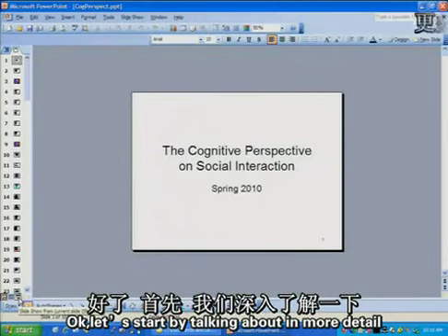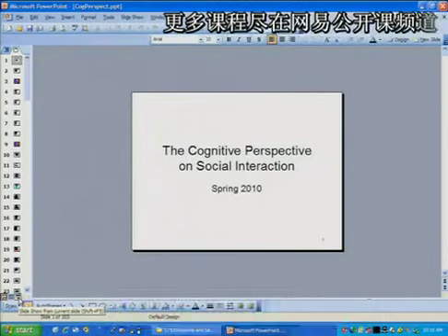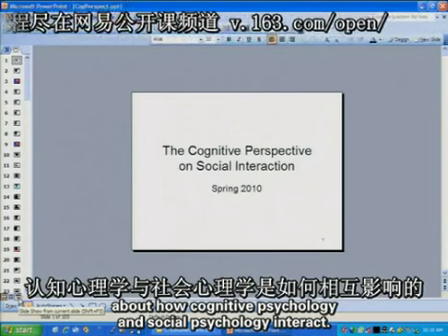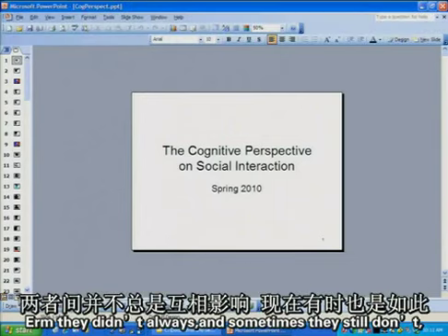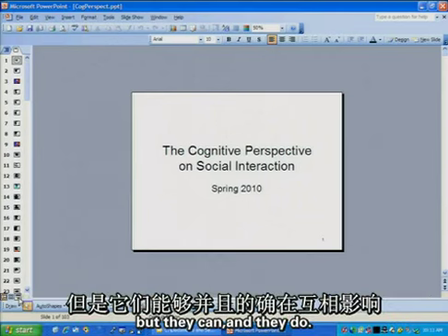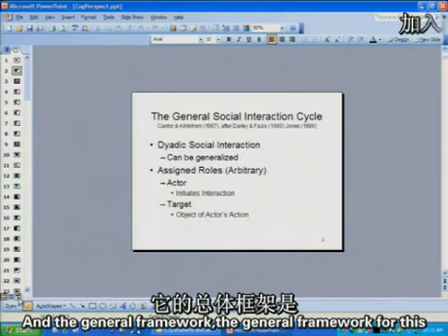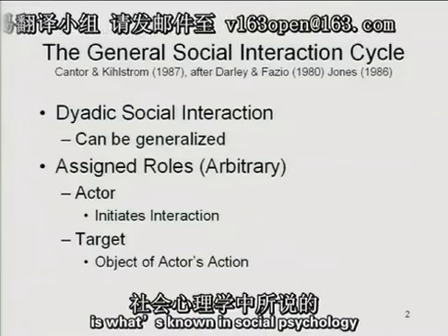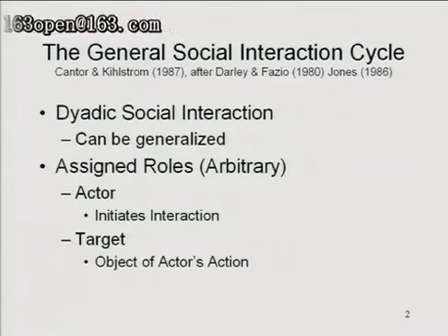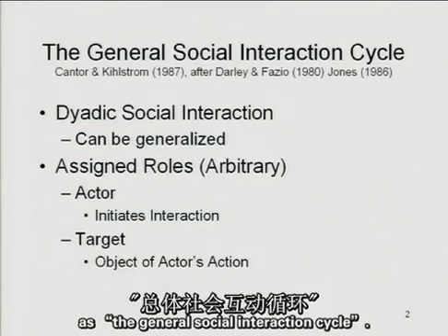Okay, let's start by talking, in more detail, about how cognitive psychology and social psychology interact. They didn't always, and sometimes they still don't, but they can, and they do. And the general framework for this is what's known in social psychology as the general social interaction cycle.